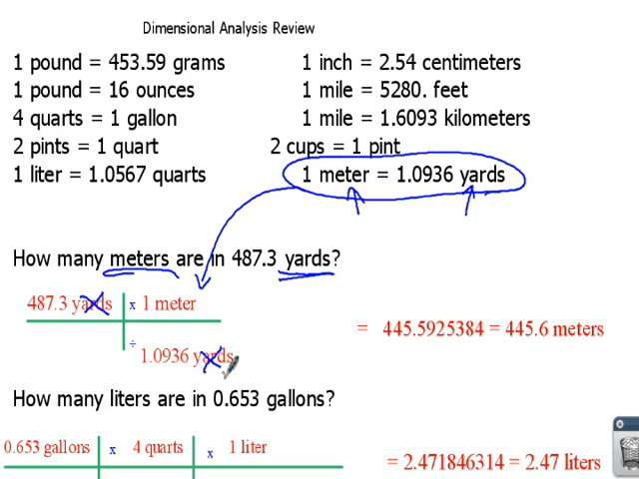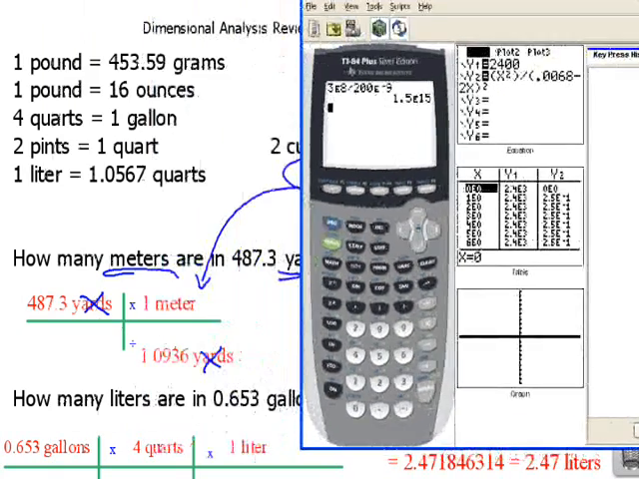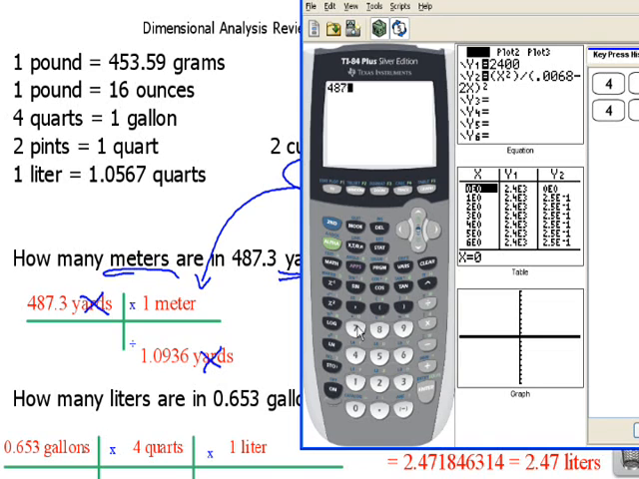In this case, we have 487.3 yards times 1 meter divided by 1.0936 yards, and the yards end up canceling but the meters don't. And let's go ahead and see what this would look like in our calculator. 487.3 divided by, I'm going to skip the times 1 in my calculator because that doesn't really impact the math at all, divided by 1.0936.